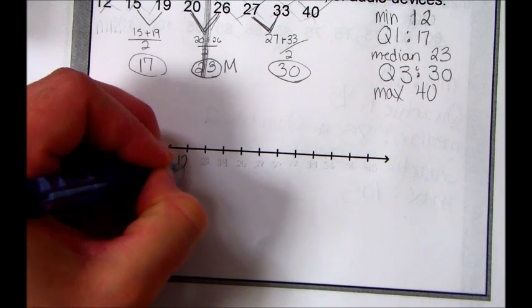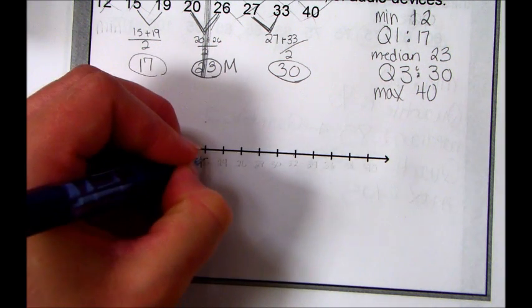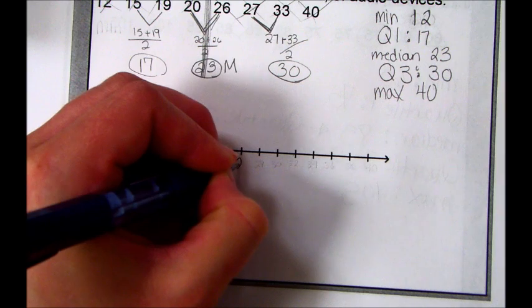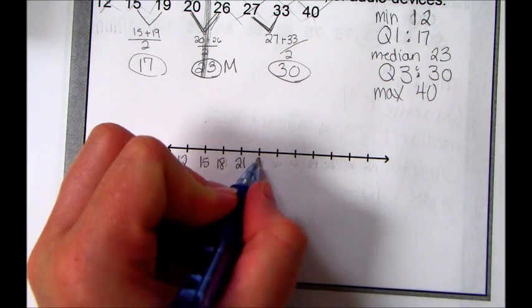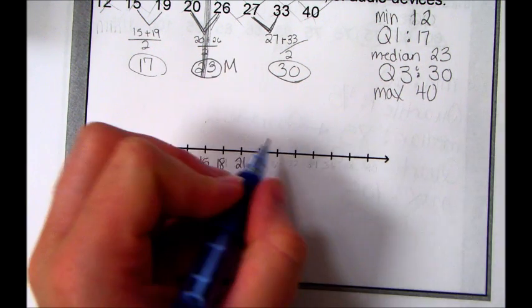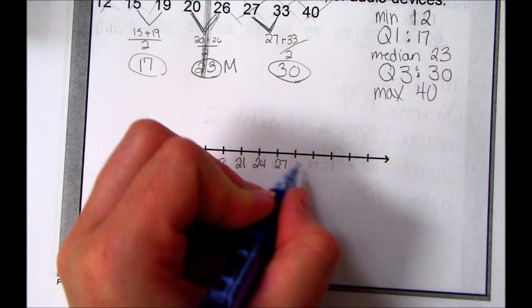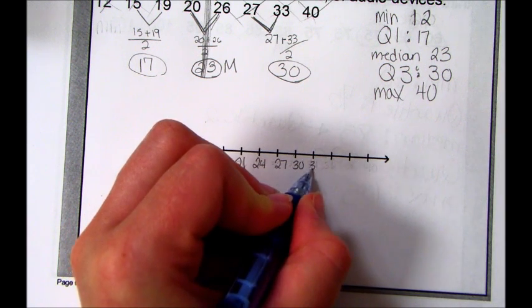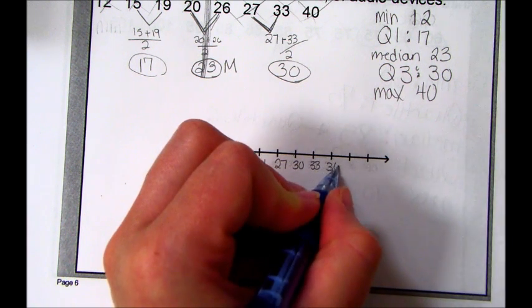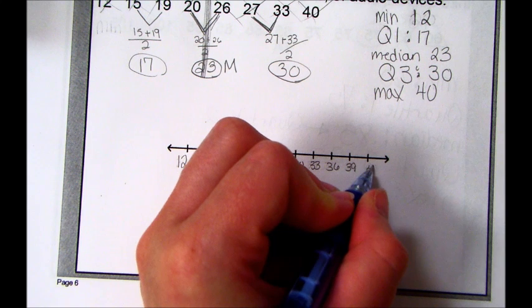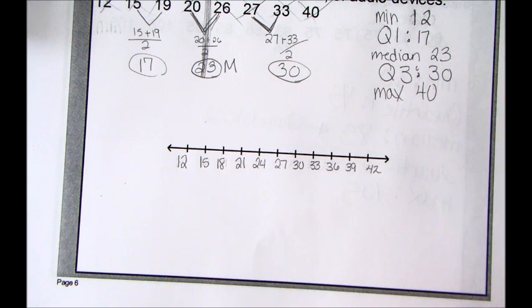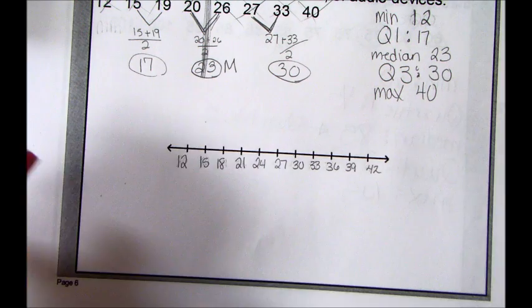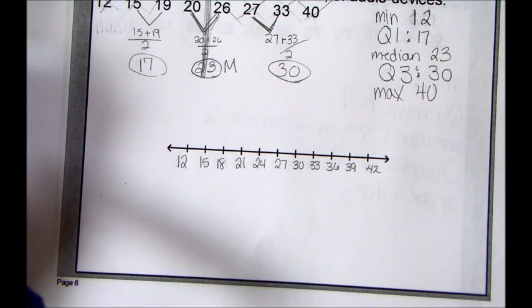So if I do 12, 15, 18, 21, 24, 27, I hope it's going to fit, 30, 33, 36, 39, it is going to fit, 42. So I counted by 3s on my number line. I just like to utilize the entire number line, so that's why I counted by 3s and not by 5s.